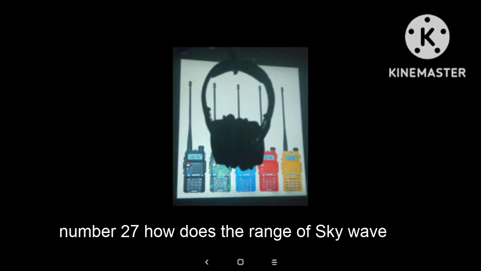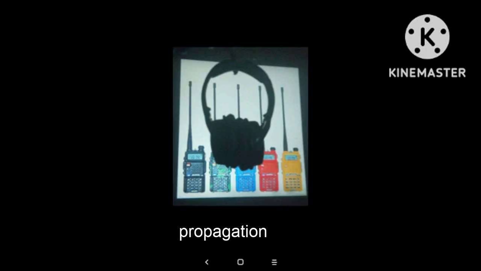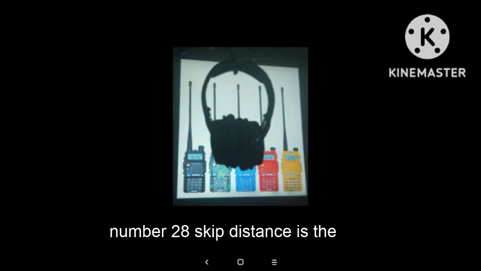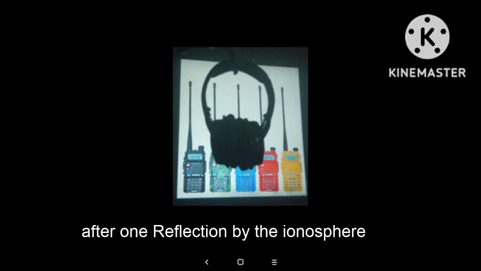Number 27. How does the range of skywave propagation compare to ground wave propagation? It is much longer. Number 28. Skip distance is the minimum distance reached by a signal after one reflection by the ionosphere.